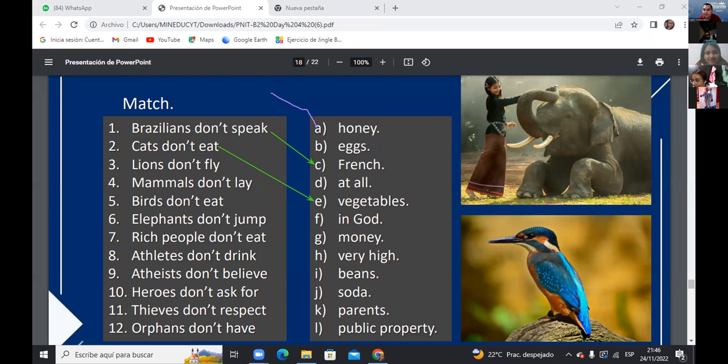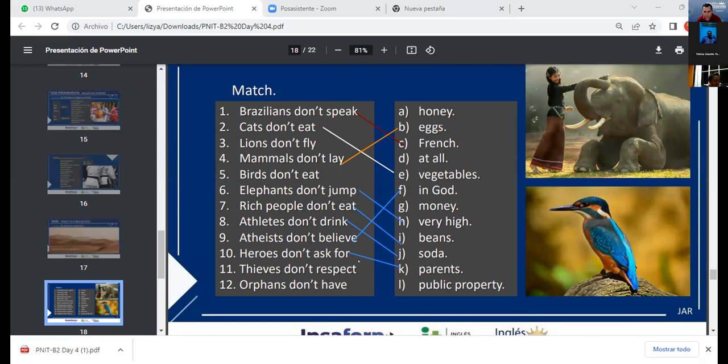Okay, entonces sería... Los mamíferos no... Es mamíferos. Dice, don't respect public property. Entonces, don't respect, la 11 sería con esa. Y la orphans no, don't ask for money. Heroes no piden dinero. Esa es la 11.